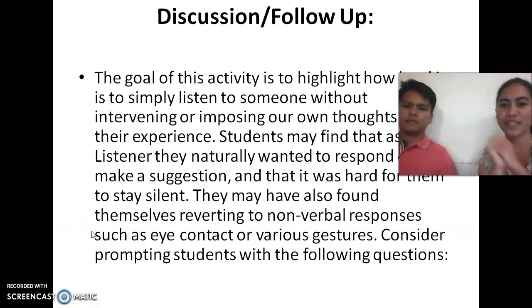The goal of this activity is to highlight how hard it is to simply listen to someone without intervening or imposing our own thoughts on their experience. Everyone, or even students, may find that as the listener, they naturally wanted to respond or make suggestions, and that it was hard for them to stay silent.